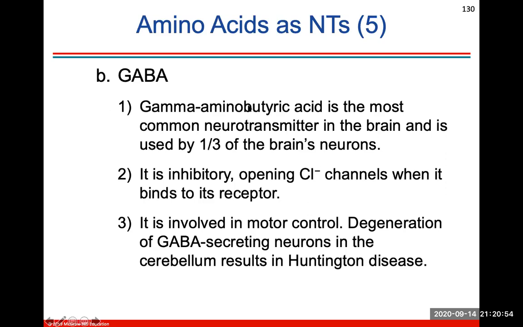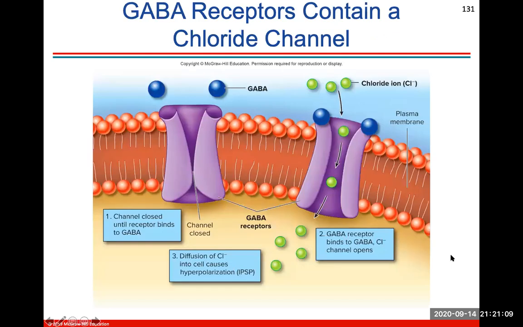GABA is gamma-aminobutyric acid. It's one of the more common neurotransmitters in the brain, used by one third of the brain's neurons. Degeneration of these secreting neurons will result in Huntington's disease.